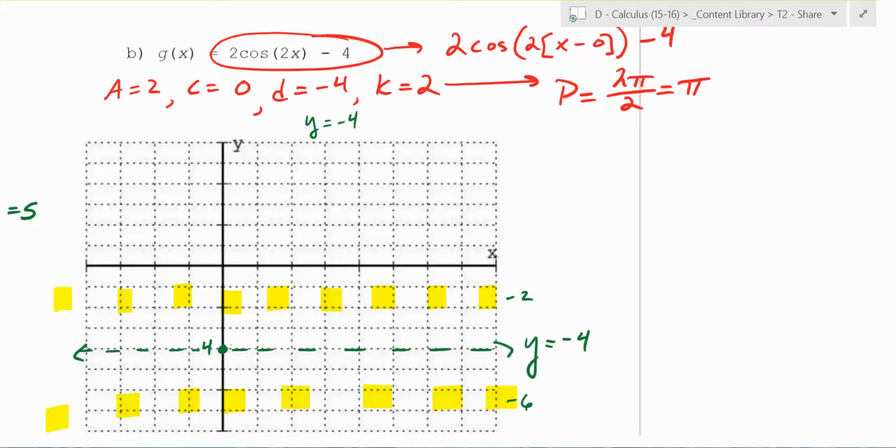What's cosine of 0? 1. 1 times 2 is 2, minus 4 is -2. So does it start there? Pause. Can you do the very last thing you just did again? Yes. What is cosine of 0?